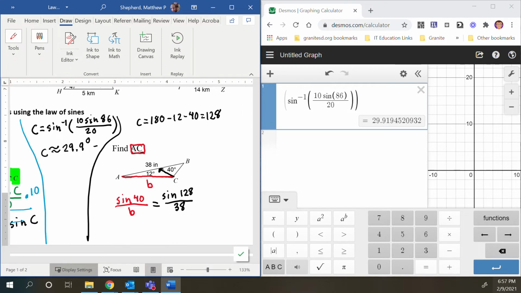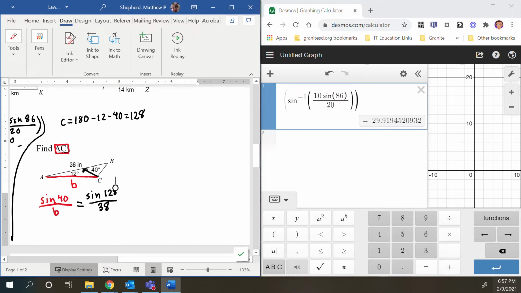Or, if we want to do this in a much simpler fashion, we can rewrite that fraction the way I showed you before. I'm going to now switch it to be B over sine of 40, which is equal to, and we flip the other one as well, 38 over sine of 128. So now that I've got this, in order to get B alone, there's only one step. Multiply by sine of 40. So when you are trying to find a side, flip the fractions like this.